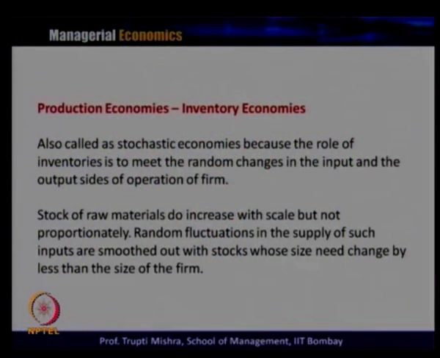Then we will talk about the third source of production economies of scale. And what is the third source of production economies of scale? If you remember, production economies of scale come either from labor, or from capital, or from the inventory. So now we will check the third one, that is the inventory economy, and this inventory economy is also called a stochastic economy. And why is it called a stochastic economy? Because the role of inventory is to meet the random changes in the input and the output side of the operation of the firm.